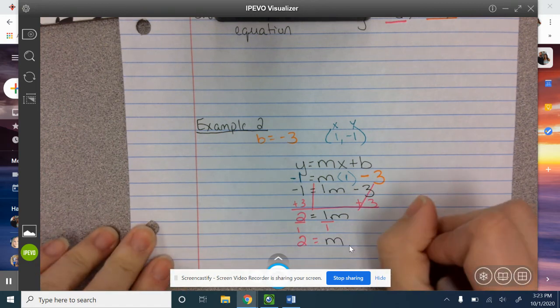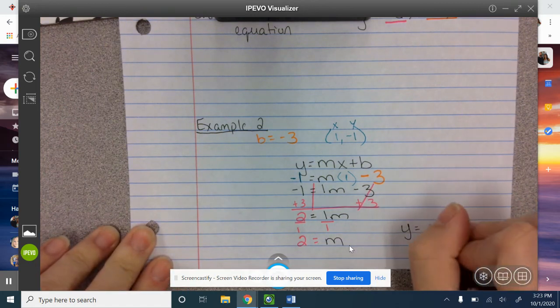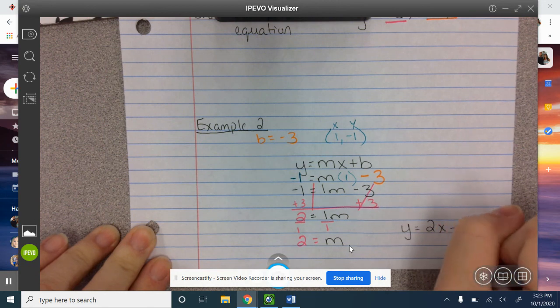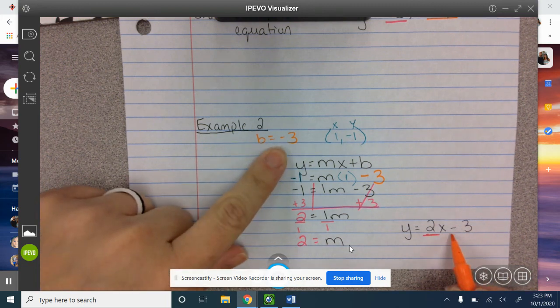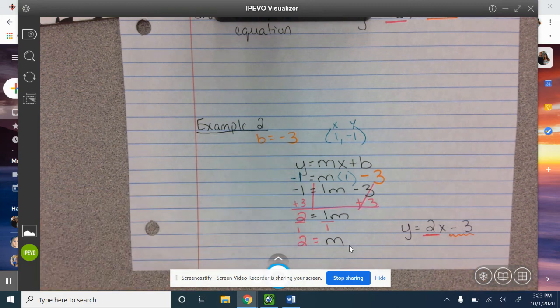So when we rewrite my equation, I will have y equals 2x minus 3. Because my slope was 2, my y-intercept was -3.